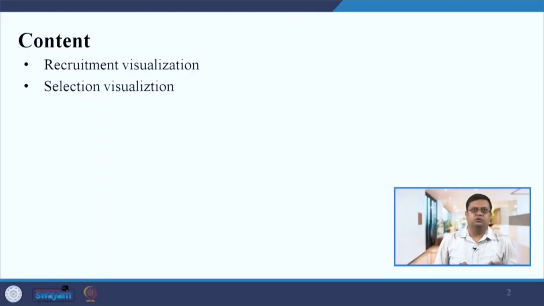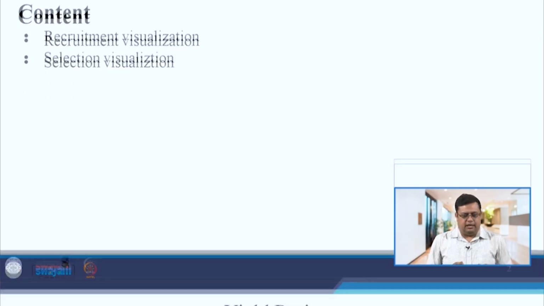So in order to visualize that data, the variables and concepts that we have discussed, we will see how we can visualize them through these visualization tools like Tableau, Power BI and Excel. So we will see some of the graphs which have been prepared through Tableau, Power BI and Excel. So let us start. These are the contents. In this session we will see some of the graphs related to recruitment and selection, right? So let us start with the first graph.